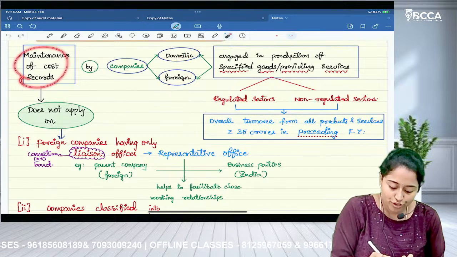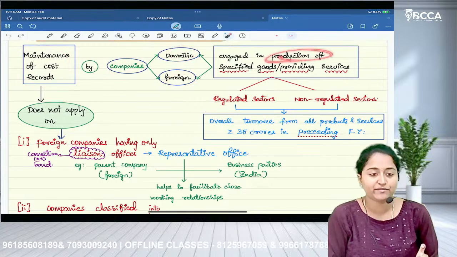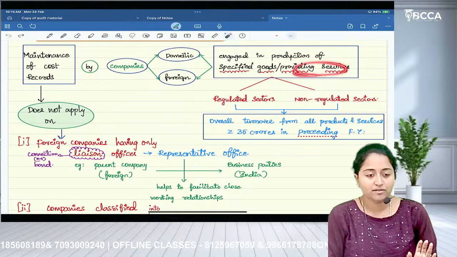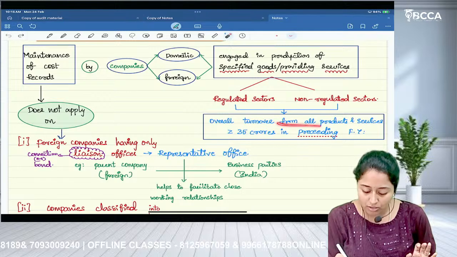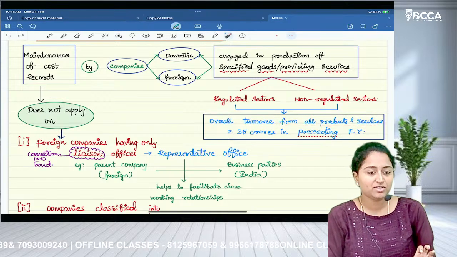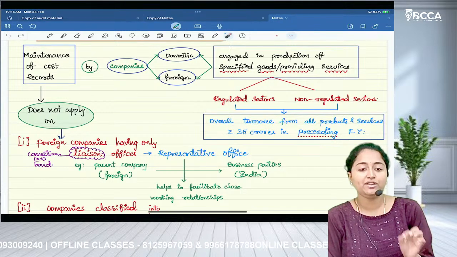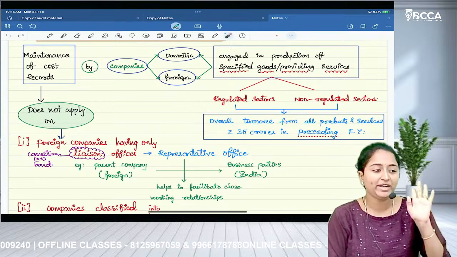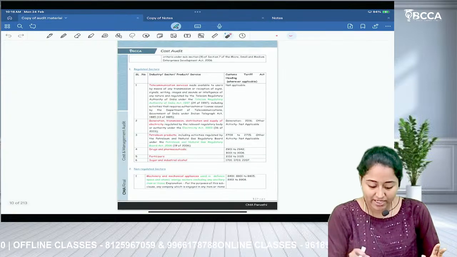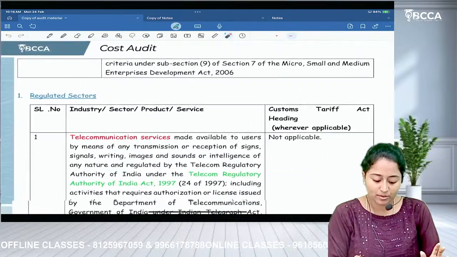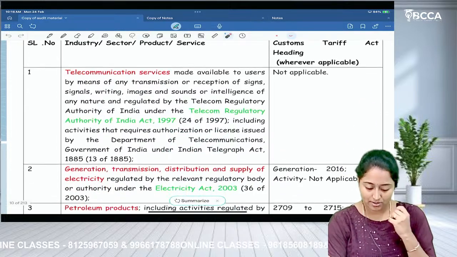So, maintenance of cost records by companies, domestic or foreign, engaged in production of specified goods or providing of services, which are given under regulated sectors and non-regulated sectors. Overall turnover from all products and services should be more than or equal to 35 crores in the preceding financial year. Then they have to maintain cost records. Clear? Now, what is given under the regulated sectors and non-regulated sectors tables? We'll see. Okay.